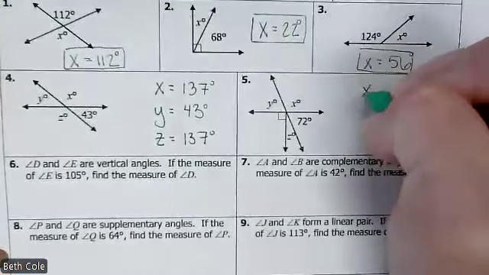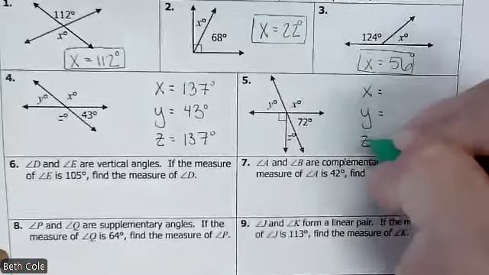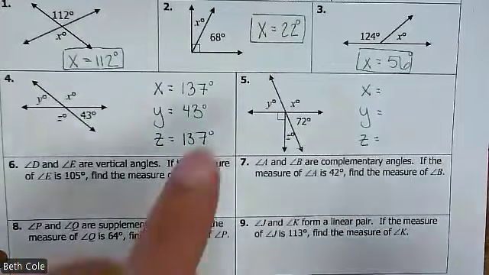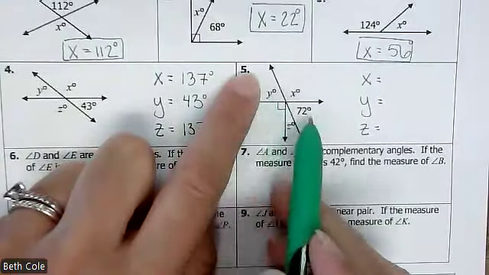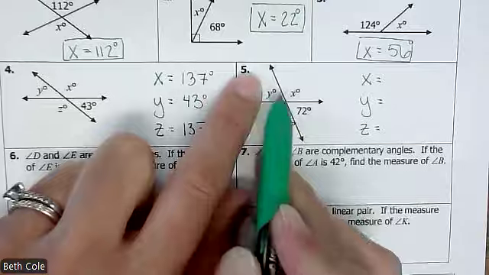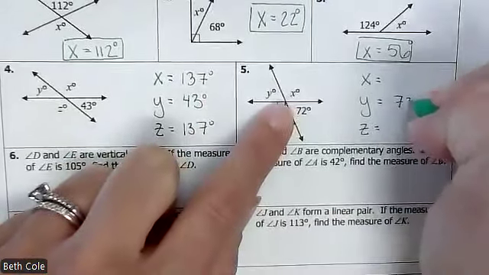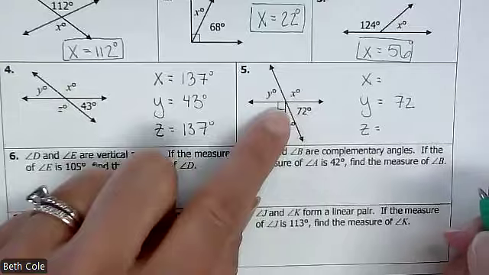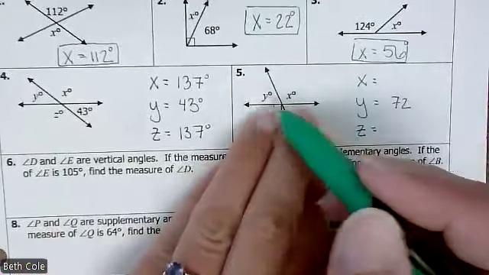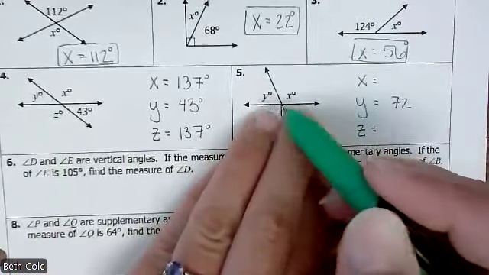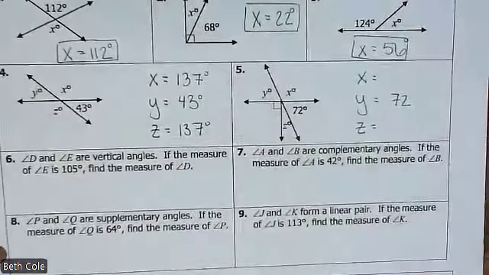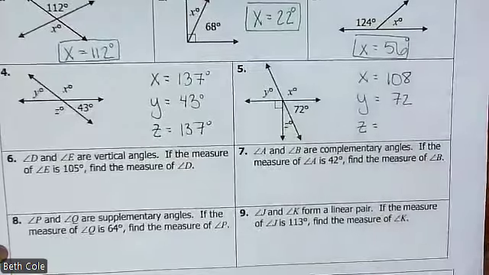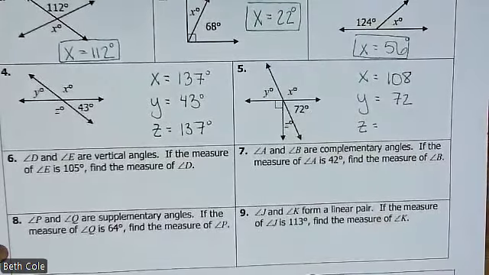All right, same thing for this one. We're going to find x, y, and z. I'm going to again start with y because I think that's the easiest one. Do you see how it's across from the 72? Yeah, okay, so that means y is 72. Isn't that crazy? Geometry is pretty easy. I like geometry. All right, now do you see how x and y make a straight line? So to get x, we're going to do 180 minus 72, which is 108.